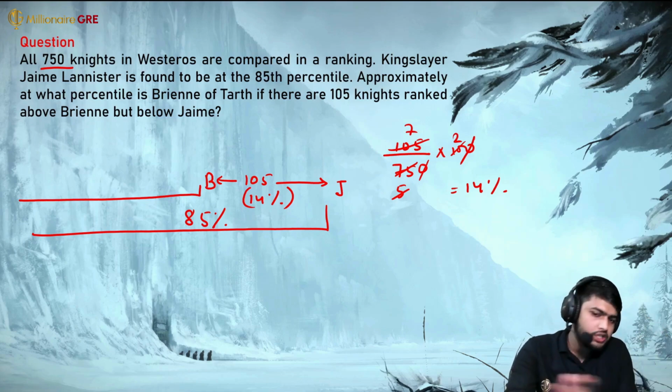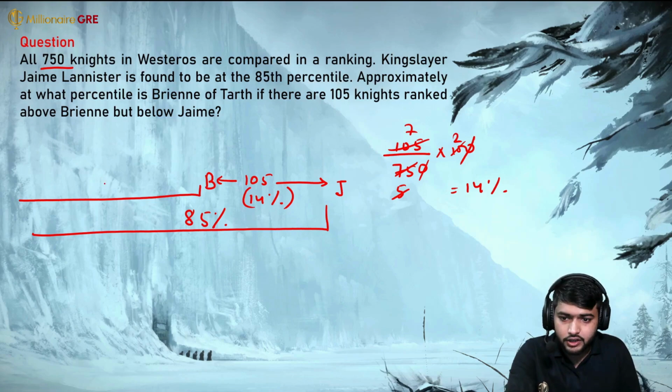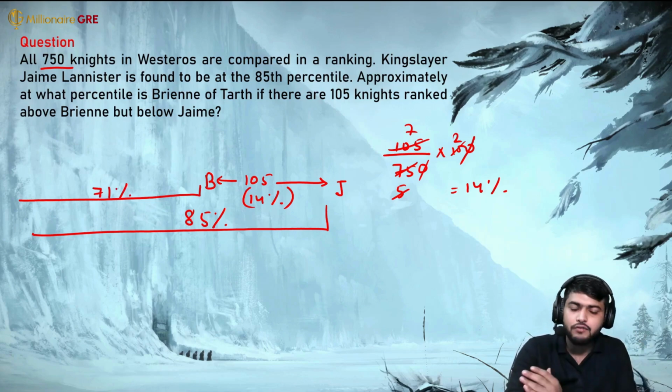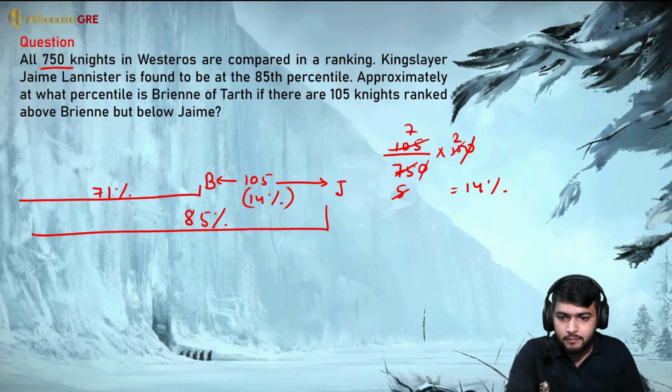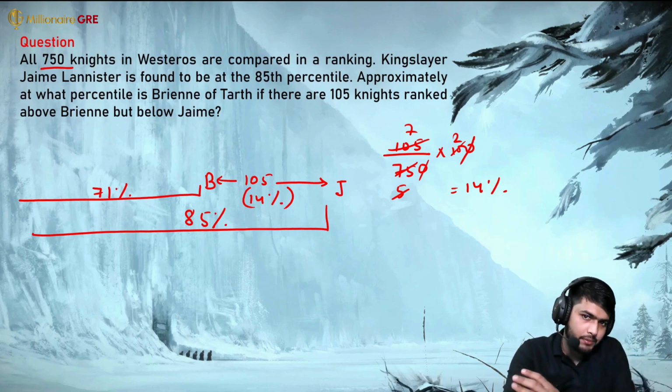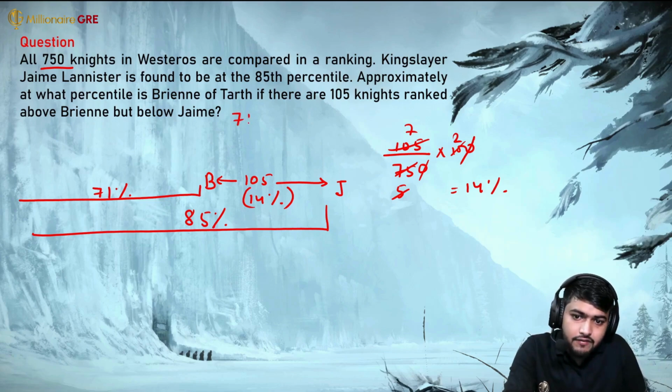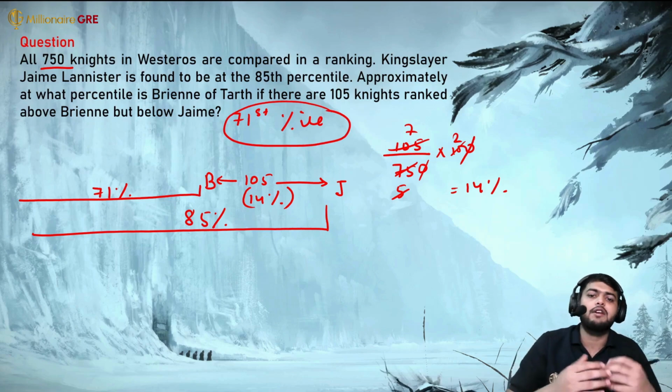We know below Jaime, 85% of the terms are there. Between Brienne and Jaime, there are 14% of all the terms. So that leaves me with 71%. 71% of the terms are below Brienne, because 71 plus 14 will make 85. Below Brienne, 71% of the knights are there. That means Brienne is at 71st percentile, and that's our answer. Our answer is 71st percentile.